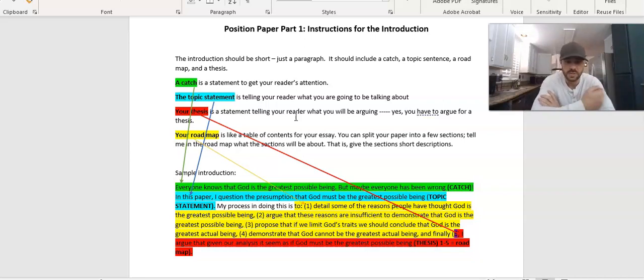So it says, everyone knows that God is the greatest possible being, but maybe everyone is wrong. So that was a catch. In this paper, I question the presumption that God must be the greatest possible being. So that's a topic statement.